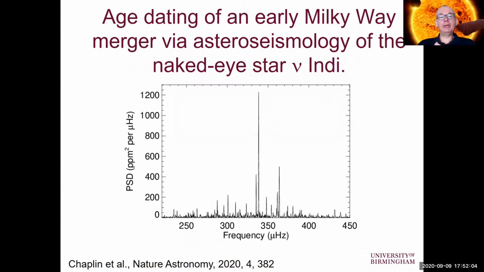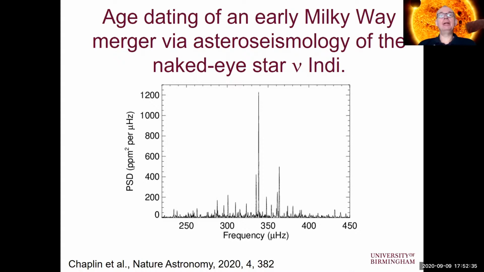So here's an example of some of the data that we got. I picked out just a couple of examples from early publications that we produced. Here's the oscillation spectrum of a naked eye star called Nu Indi. One of the things that TESS gave us that Kepler didn't was the ability to observe the brightness variations of the very brightest stars in the sky, stars we can observe with the naked eye. So here's the oscillation spectrum of this star.